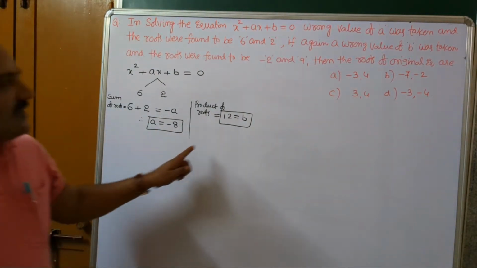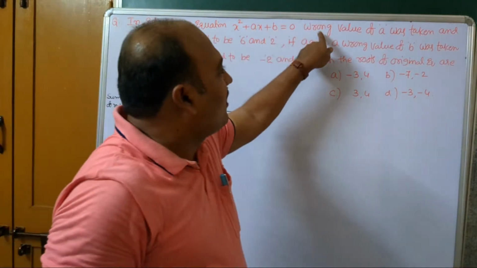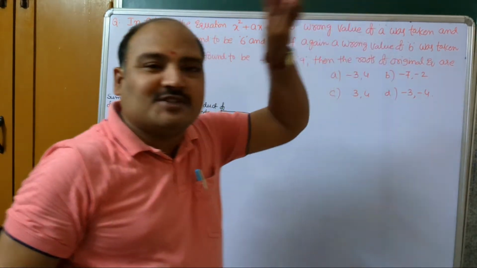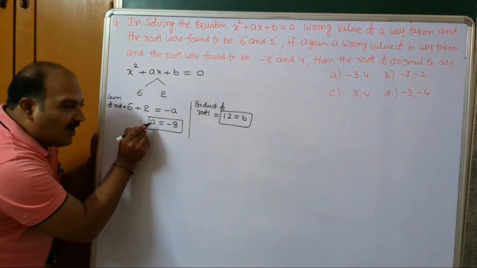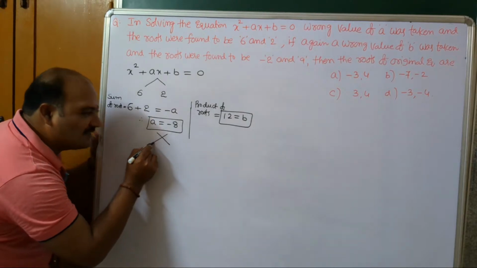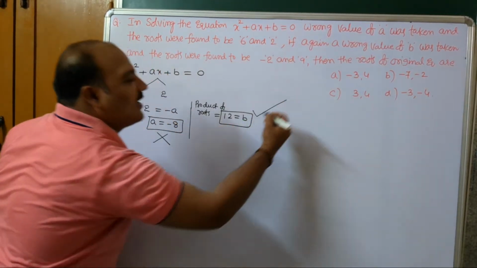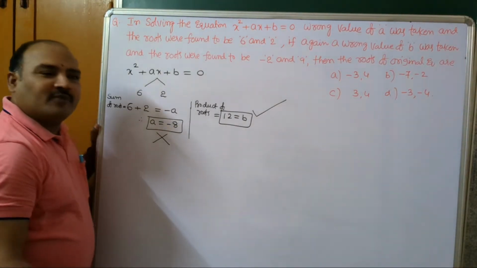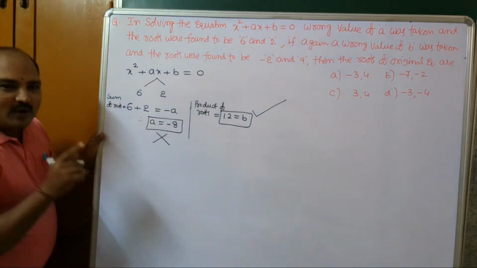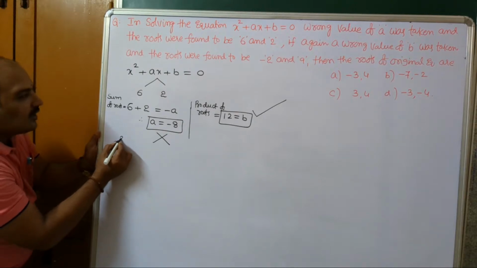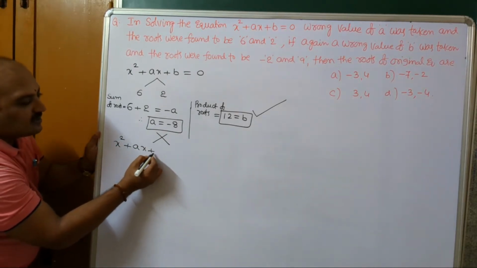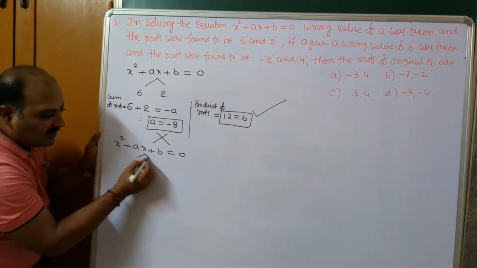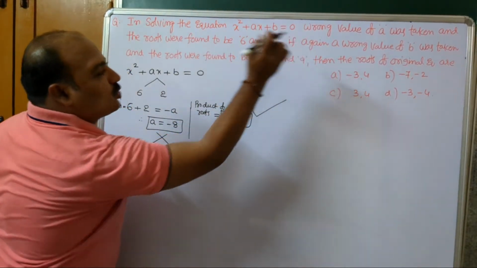Here they mention clearly for the first case, wrong value of a was taken. So a value is wrong, so this we cannot consider. Only b we consider. First step over, students. Come to the second step. What is the second step? Again you have to consider x square plus ax plus b equal to 0. For that roots are -2 and 9.